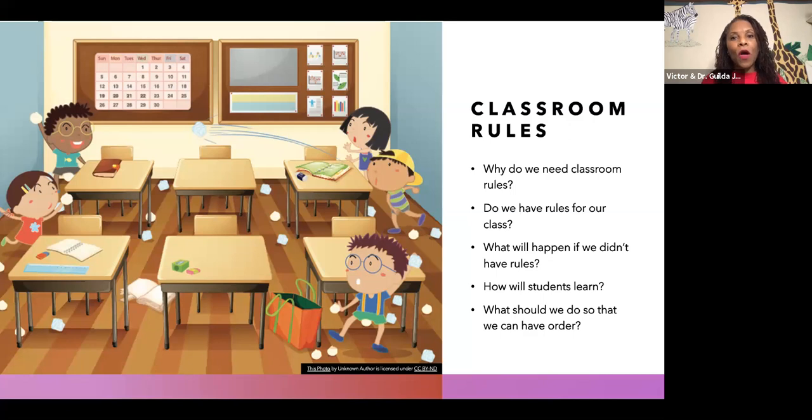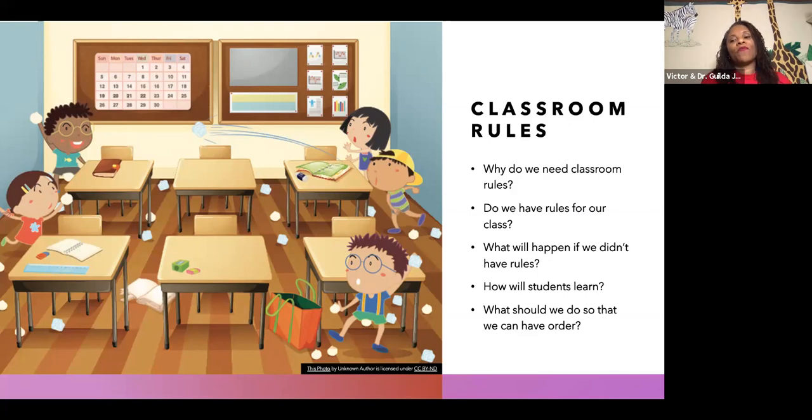But guess what? We also have rules when we are on the computers and we can see our teachers' faces and they're teaching us a lesson. So why do we need classroom rules? If we don't have classroom rules, what do you think is going to happen? There's only going to be chaos. Everyone is going to be talking at the same time. We're not going to have students actively engaged or listening to the teacher. Or you may have students that are sleeping during class. So these are some of the reasons why we need to have the rules.